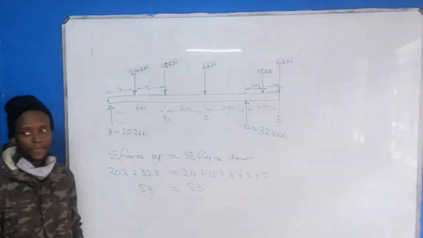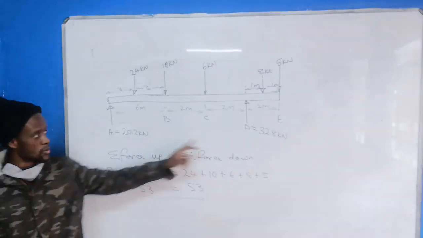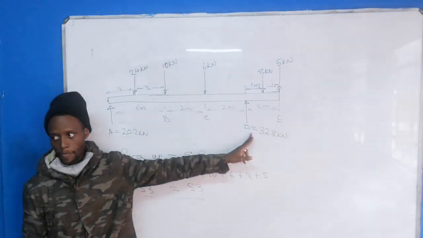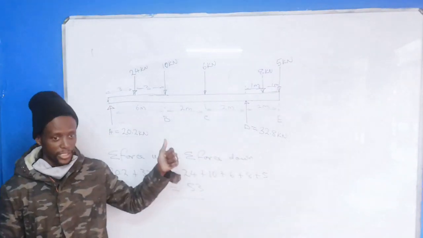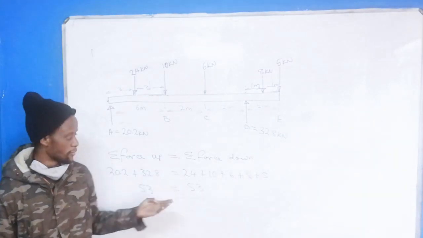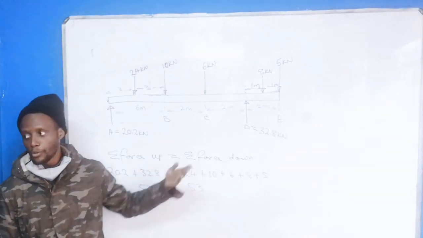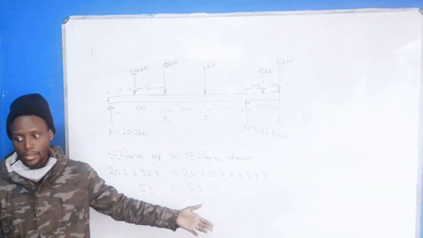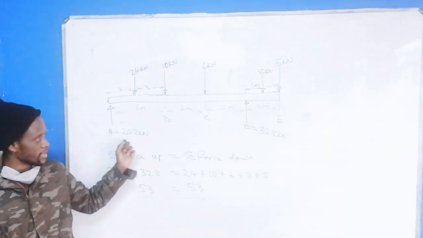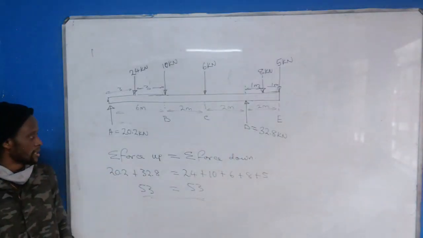A shear force diagram can only be correct if these two are correct. If they are wrong, your shear force diagram will also be wrong. So if you fail to prove B, there's no point of going to the shear force diagram. Okay, it is only correct when these reactions are correct.